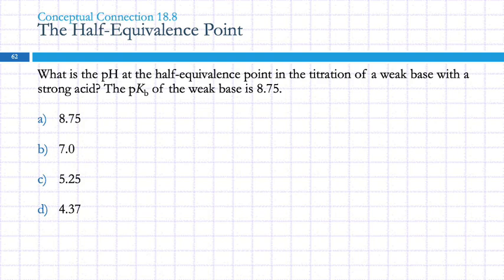What's the pH at the half equivalence point in the titration of a weak base with a strong acid? pKb of the weak base is 8.75. So we're titrating a weak base instead of a weak acid. But the half equivalence point is a magical place. At half equivalence, pH equals pKa for acids and bases. They didn't give us pKa. This is pKb, right? So it's just 14 minus that, which gives us 5.25.